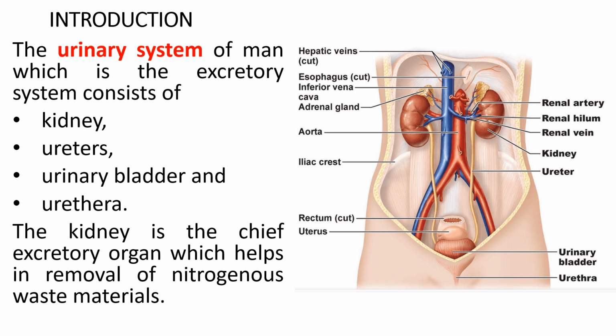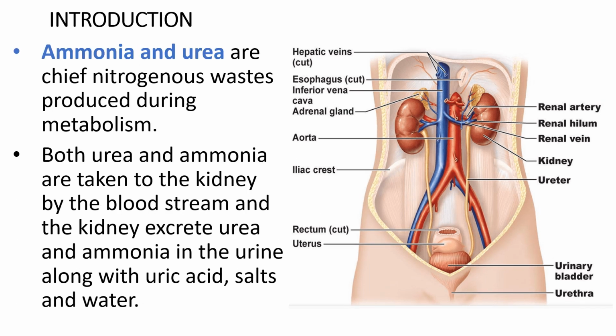The kidney plays a crucial role in maintaining overall health by regulating fluid balance, removing waste such as urea and creatinine, maintaining electrolyte balance, regulating blood pressure, and also producing hormones. Next, ammonia and urea are the chief nitrogenous wastes produced during metabolism. Both urea and ammonia are taken to the kidney by the bloodstream, and the kidney excretes urea and ammonia in the urine along with uric acid, salts, and water.